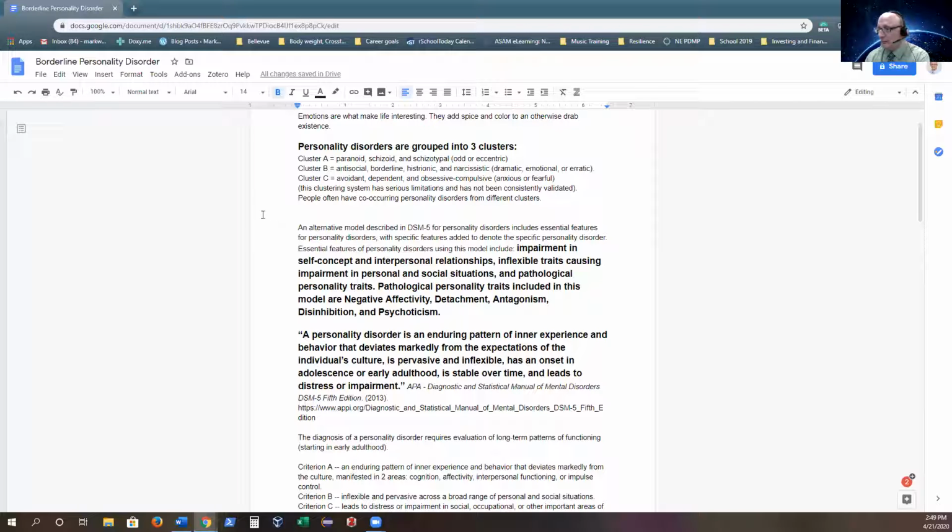But anyway, cluster A is paranoid, schizoid, and schizotypal: odd or eccentric. Cluster B, antisocial, borderline, histrionic, and narcissistic. They're the dramatic, emotional, or erratic personality disorders. Cluster C is avoidant, dependent, and obsessive compulsive. So that's the anxious or fearful cluster.